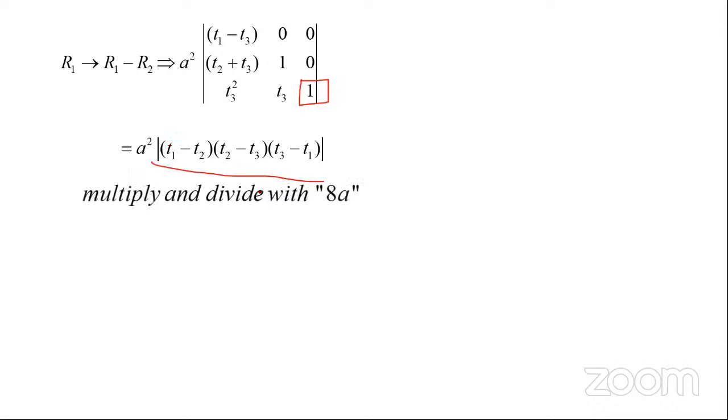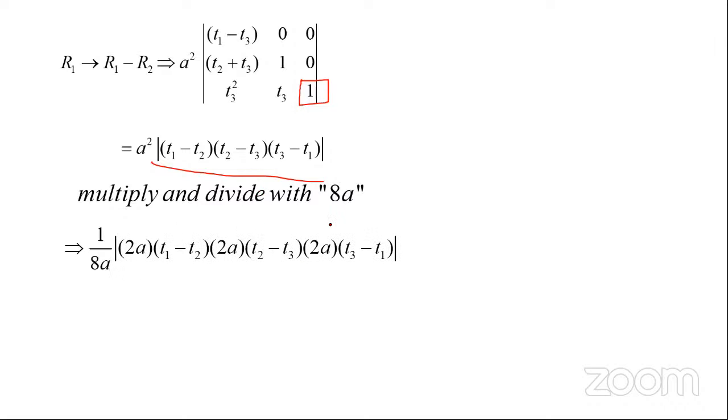Then next, multiply and divide with 8a. Multiply and divide with 8a means, in the question, y1, y2, y3 the y coordinates are 2a. So here three terms are there. That's why I'm multiplying 2a, 2a, 2a. I will get 8a cube. So for that one I'm dividing with 8a. So then I will get 1 by 8a, 2a multiplying with these three terms.